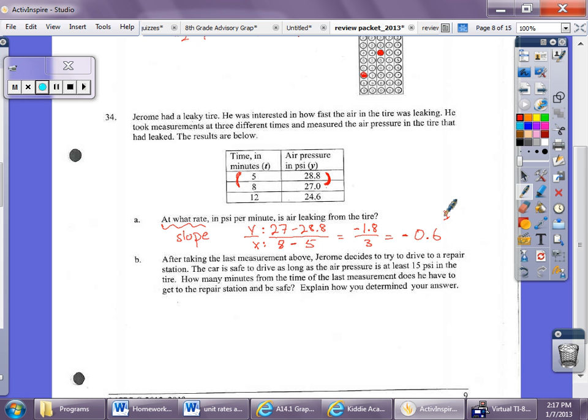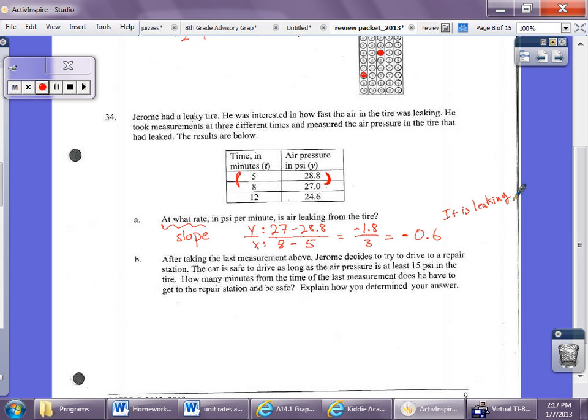Alright, so it is leaking at a rate of 0.6 psi per minute. Now the reason I didn't put the negative in there is because the negative means it's leaking, so when I said it's leaking, that is therefore our negative sign, so I didn't write a rate of negative 0.6. So that's why it's leaking at a rate of 0.6 psi per minute.